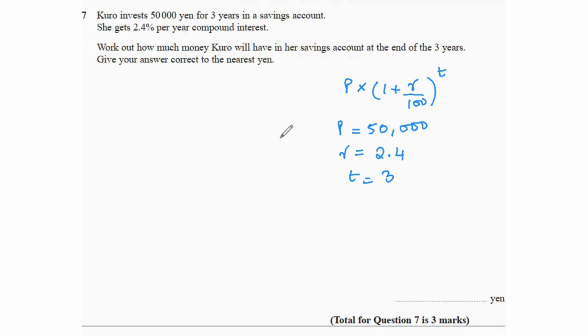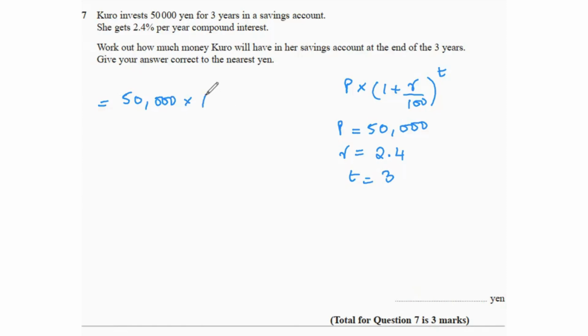So we need to find how much money Kuru will have in his savings account at the end of 3 years. So compound interest means that through this formula, we will get the final amount at the end of the 3 years. We won't get the interest she's earned. We get the end amount, which includes the initial amount and the interest she's earned over that amount over the 3 years.